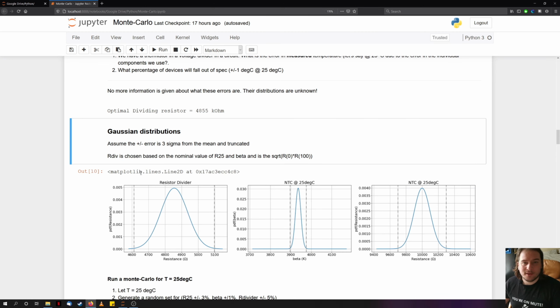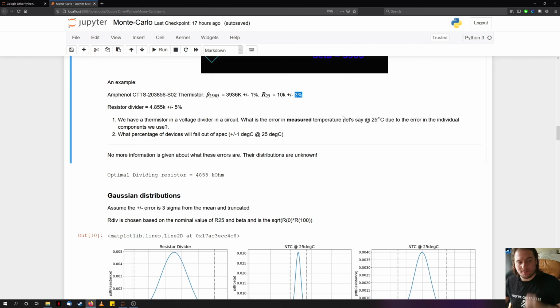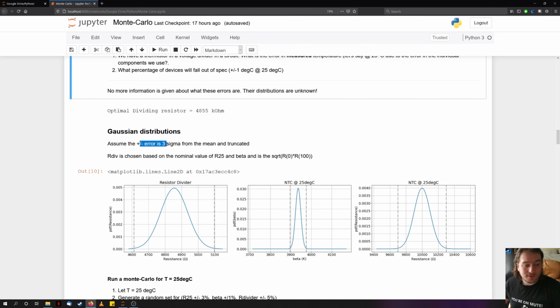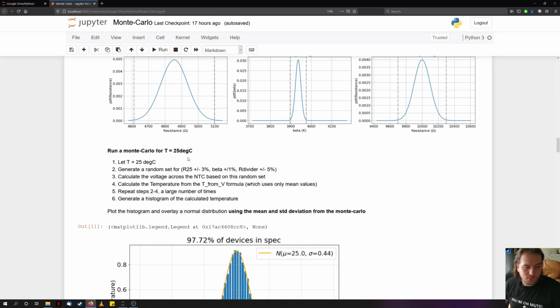So what we've done here is we've assumed that the errors listed here in the datasheets, plus or minus 1%, 3% and 5%, are 3 sigmas from the mean, so 3 standard deviations from the mean. So using these 3 Gaussian distributions, these 3 normal distributions, we can go ahead and run a Monte Carlo simulation at 25 degrees Celsius. So we set the temperature equals 25 degrees.